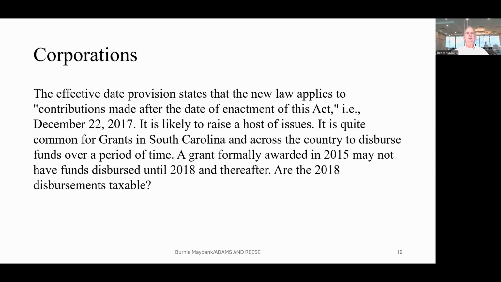What if a grant was approved prior to December 22nd, 2017, but cash didn't start flowing until 2018 or 2019? Are the 2018 and 2019 disbursements taxable? And the IRS has not answered that particular question. And of course, it's quite common for a grant given in 2017 for cash not to actually flow until 2018, 2019, or 2020, and sometimes for years after that. So that effective date raises issues.